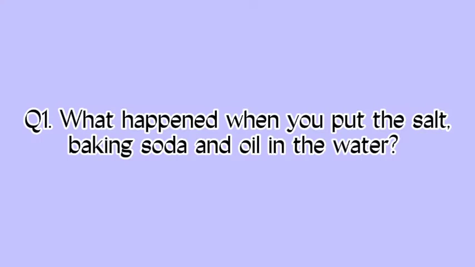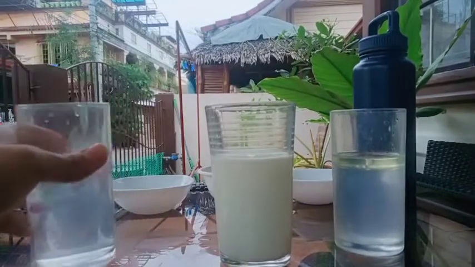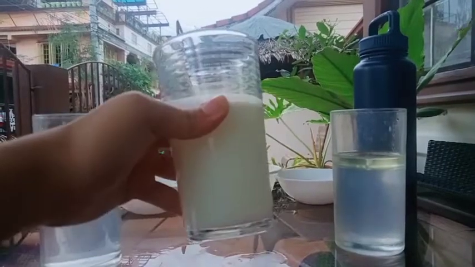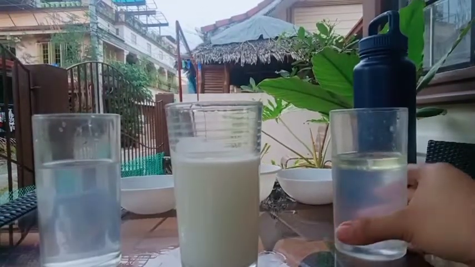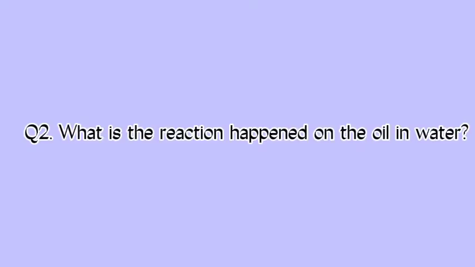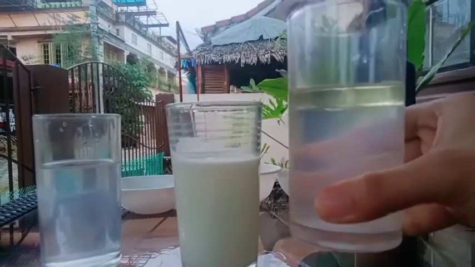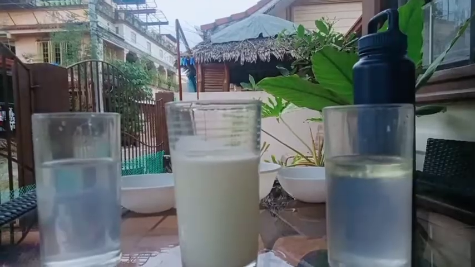What happened when you put the salt, baking soda, and oil in the water? When I put the salt into the water, it dissolved. On the other glass, when I put the baking soda, it also dissolved but has precipitate, while the oil does not dissolve in the water. What is the reaction that happened on the oil in the water? The reaction that happened on the oil in the water is hydrophobic reaction.